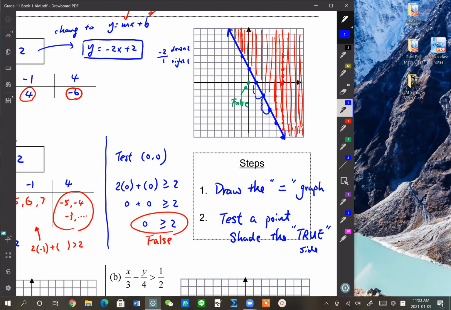If the point works, then you shade the side that has the point. If the point is true. Can you raise your hand if you understand what I mean by shading the true side? It doesn't matter what point you pick as long as it's not on the line. If it's true, you shade the same side as the point. If it's false, you shade the other side.